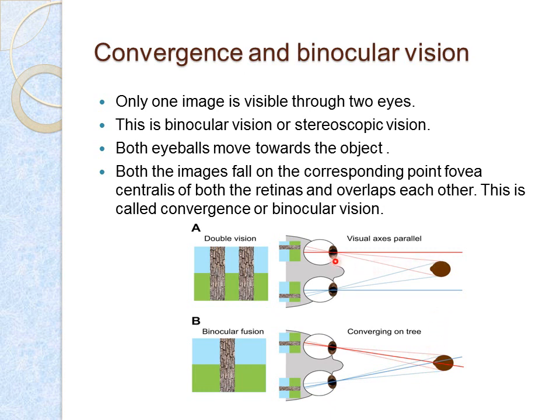Whereas if the images are parallel and not converging, we will see two different images of two trees. That is the visual axis. When both visual axes are parallel, we will see double vision, when two images of the tree are seen. Here the images are converging and we are seeing only one tree, so that is called binocular fusion or binocular vision. Now let us see in the next slide, we will discuss photoreception.